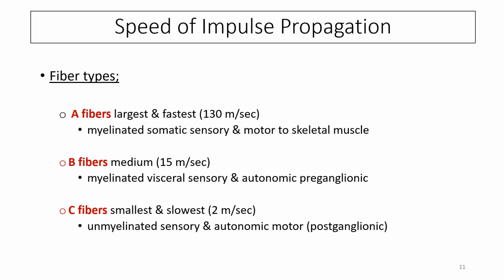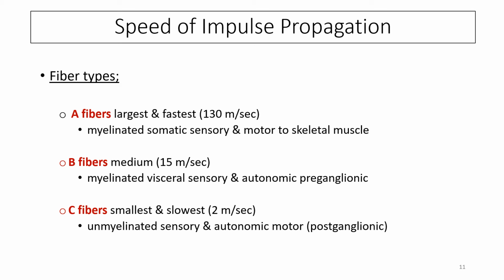Okay, three major types of axons in the body, or fiber types, are A fibers, B fibers, and C fibers. We'll just highlight major differences between these in terms of how fast they carry the signals. A fibers are the largest diameter and fastest, at 130 meters per second, very quick. They make up the myelinated somatic sensory or body sensory afferent neurons, as well as the motor efferents to the skeletal muscle. Those are all A fiber, large diameter, myelinated.